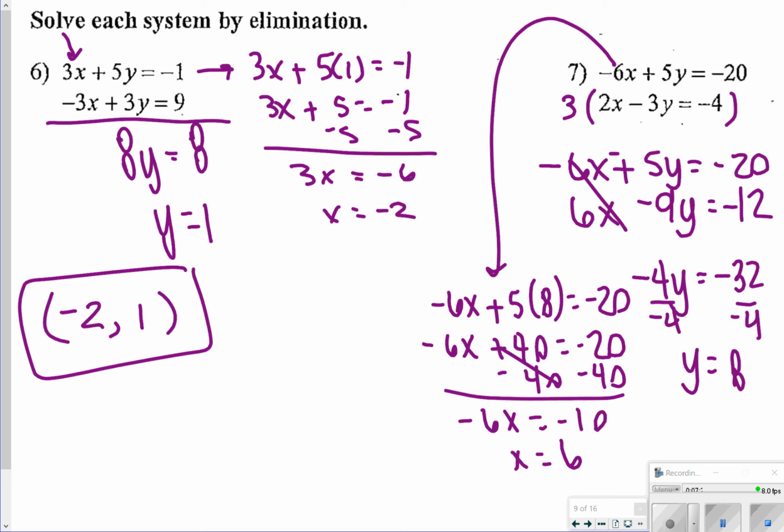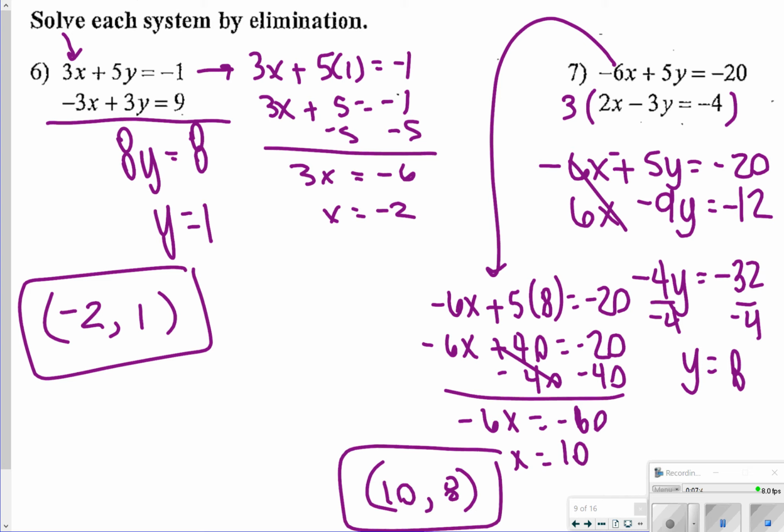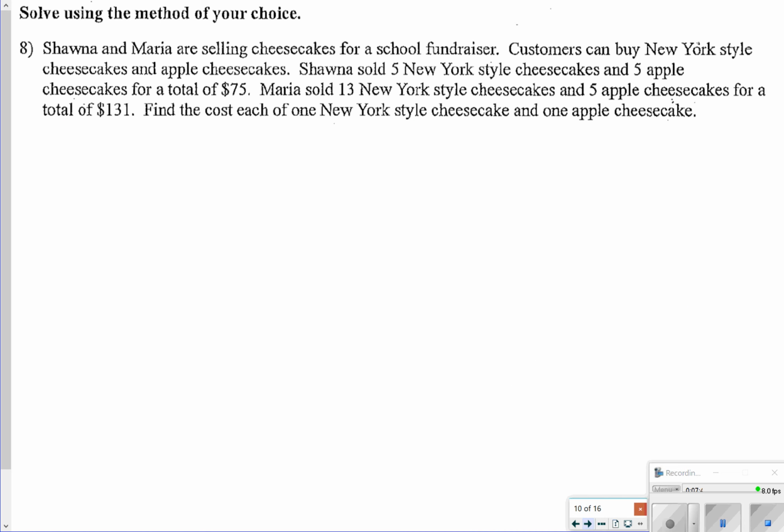So my answer for this one, negative 60, x is equal to 10. That was my bad, I misspoke. Anyway, my answer for number 7 is 10, comma, 8. Okay, let's keep going here.